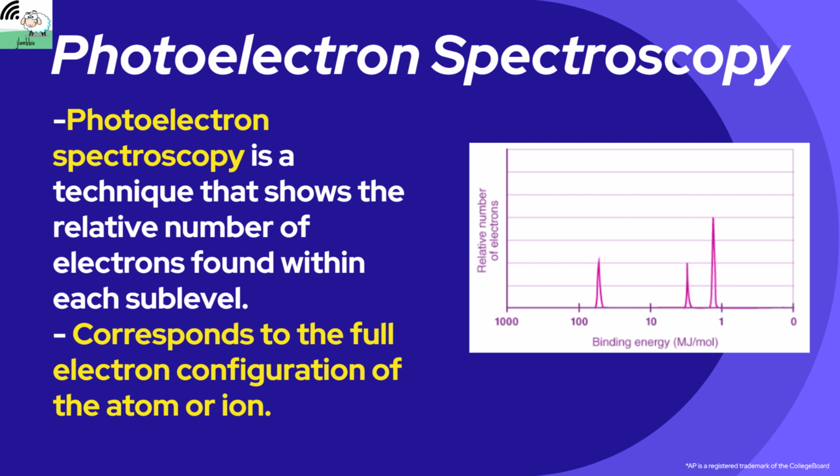So if I take a look at the graph on the right-hand side here, this is a photoelectron spectroscopy graph, and it is unique in that it shows the relative number of electrons that are found with each subshell. So if we take a look on the right-hand side here, you see that you have 3 peaks. And each peak on the graph represents a relative subshell that's related to an electron configuration.